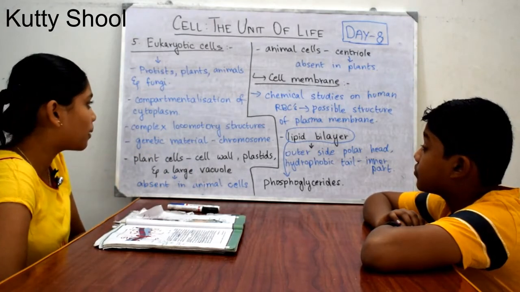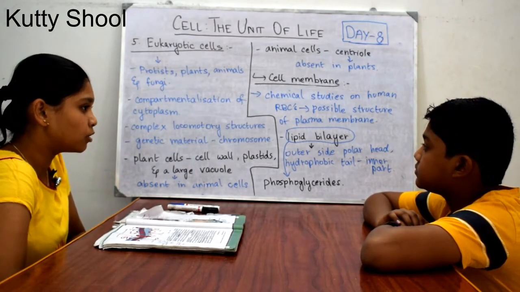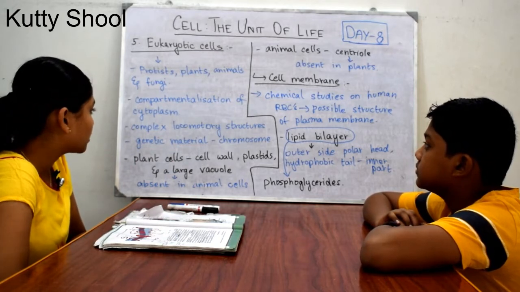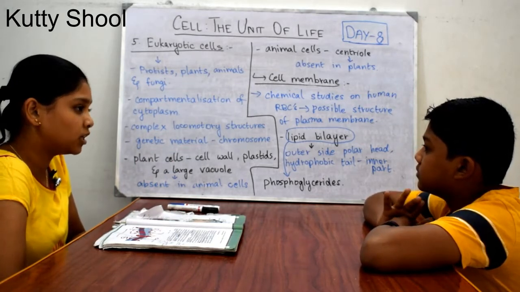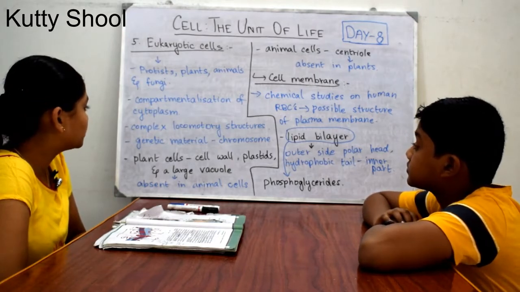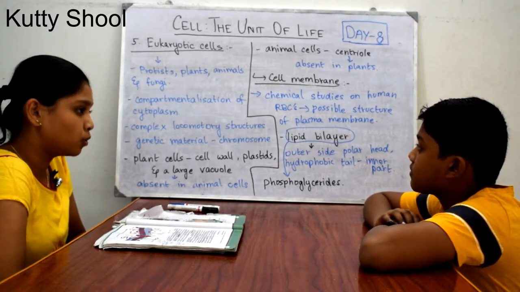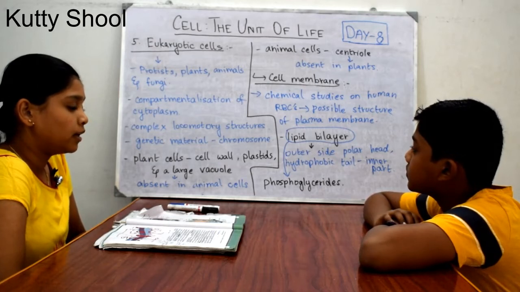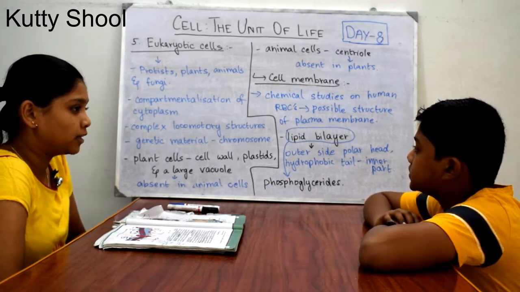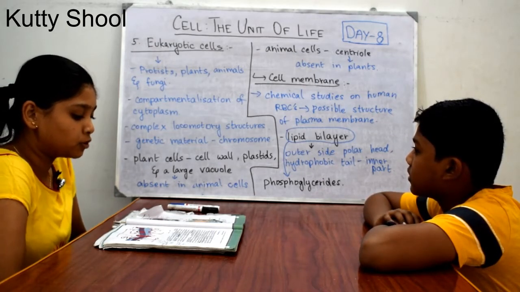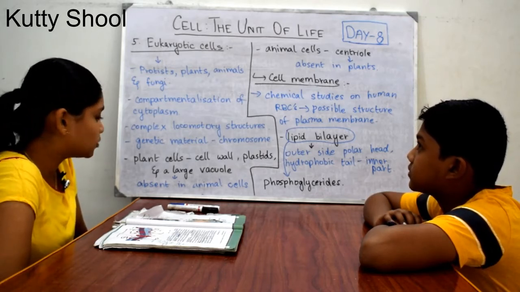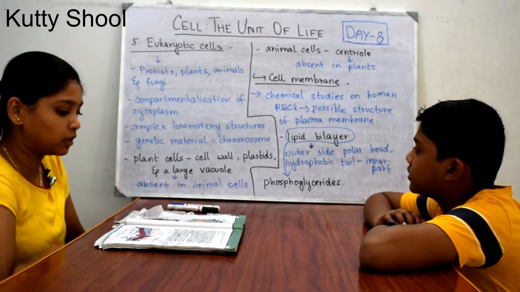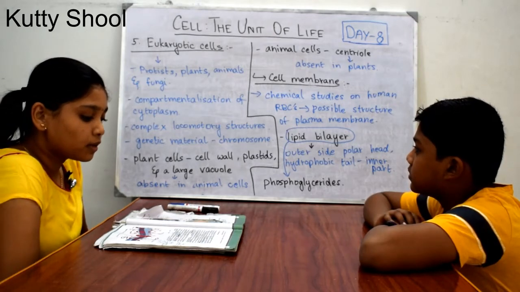So it is compartmentalization of cytoplasm. Eukaryotic cells have complex locomotory structures, like the cytoskeleton and flagella. Here, genetic material is present in chromosomes in these organisms.